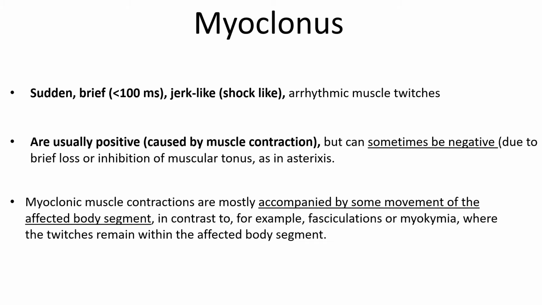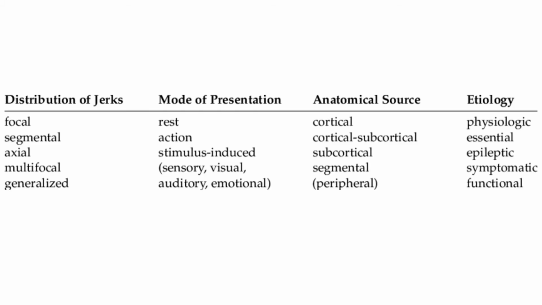Myoclonic muscle contractions are mostly accompanied by some movement of the affected body part, in contrast to, for example, fasciculations or myokymia, where the twitches remain within the affected body part. Right. So myoclonus can also be classified according to the distribution of the jerks. They can be focal, segmental, axial, multifocal, or generalized.